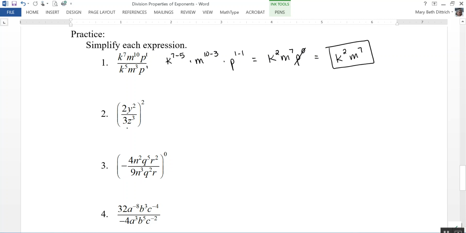Here I have 2y squared over 3z to the 3rd, the whole thing squared. So that's going to be the numerator squared, which is going to give me 4y to the 4th, over the denominator squared. 3 squared is 9. Z cubed squared is z to the 6th. My fraction can't be reduced, and each base appears only once, so I am simplified. Number 3, I'm not going to read all of that because I noticed that whole nasty looking expression inside the parentheses is raised to the 0 power. I know that that's equal to 1.